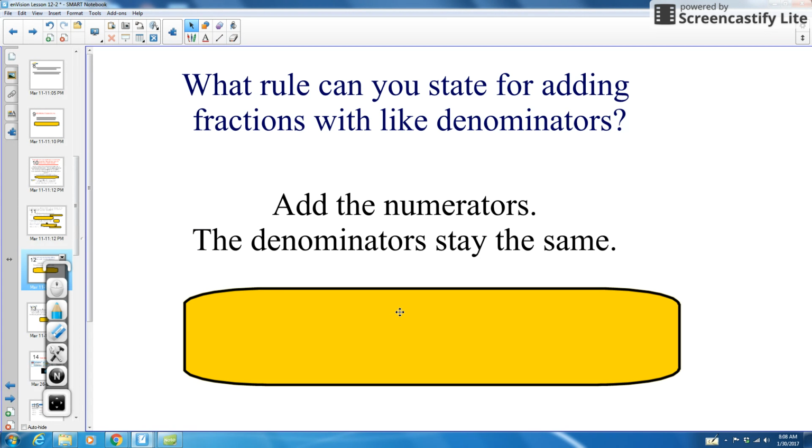All right, you'll have two practice problems on your practice sheet tonight. You can use the fraction strips on the back of the sheet if you would like, if that's easier. Or like I said, you can work on just adding those numerators, but just make sure those denominators stay the same. Don't get caught adding the denominators as well.